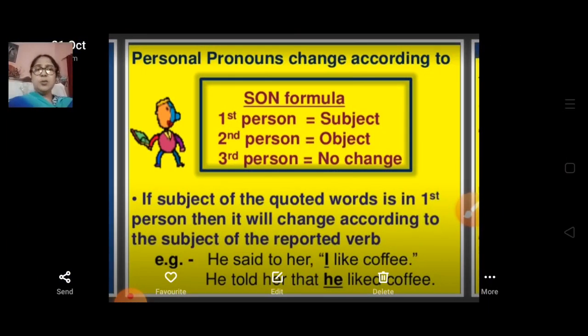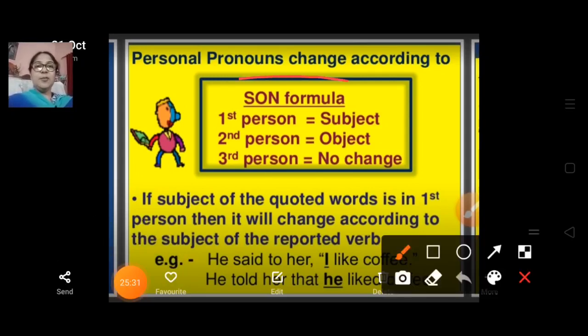Personal pronouns change according to the SON formula. It means subject, object and no change. So this is a very short form which is written over here. Now what is the SON formula? That is subject, object and no change. So first person: subject, second person: object, and third person: no change.